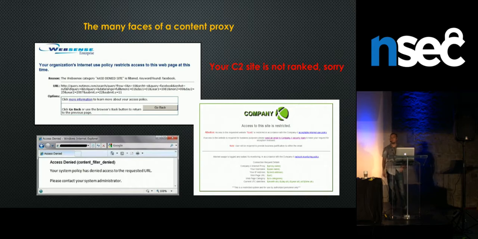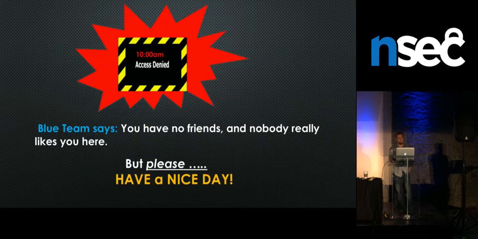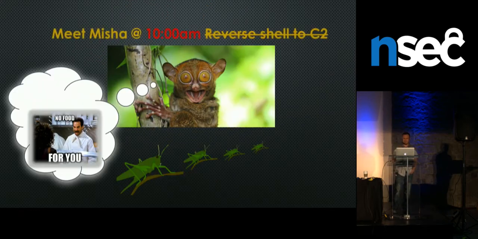Some secure environments have configured it in such a way that you've got proxies, and domain fronting doesn't work for Misha because everybody knows you can't get out to AWS from certain environments, so he's done, right? There is nothing he can do. Blue team says, not really. You've got no friends here. You're done, Misha, go home, eat your lunch, or order number 6 if you can afford it. But most of all, just have a nice day.